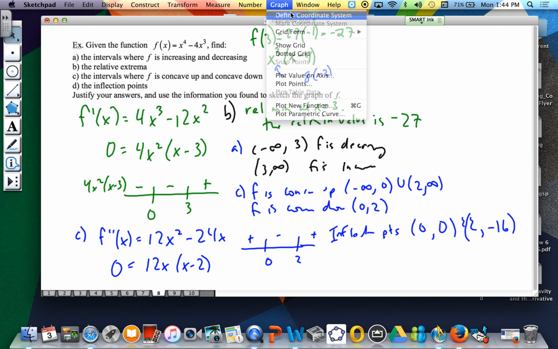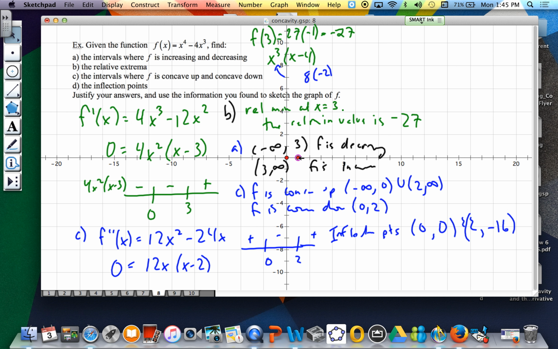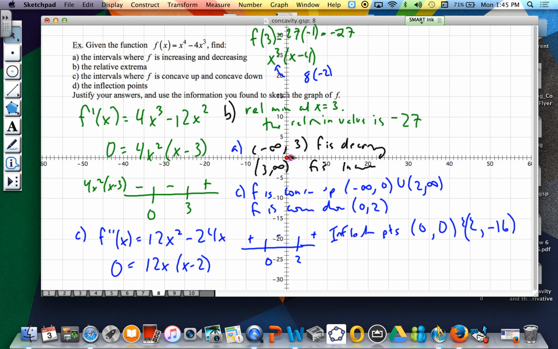So here, I'm going to go to a graph, and I'm going to make it so that I can see negative 27. So at 3, I'm at negative 27. So 1, 2, 3, I'm down here. At 0, I'm at 0. At 2, negative 16, I have a point of inflection. So that's happening there. So my function is going to be increasing from 3 to infinity and decreasing from minus infinity to 3.